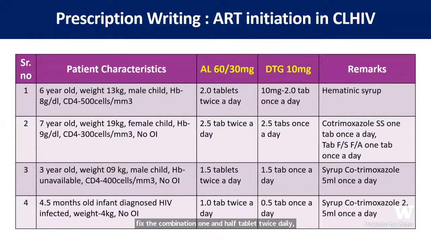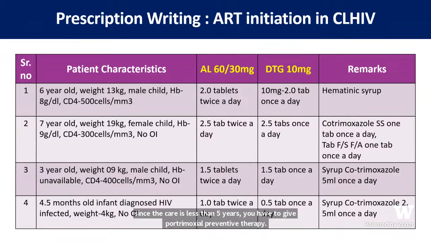Also, since the child is less than 5 years, you have to give cotrimoxazole preventive therapy. And the child weighing only 9 kgs, nutrition supplementation and nutritional counseling should also be done for this child.